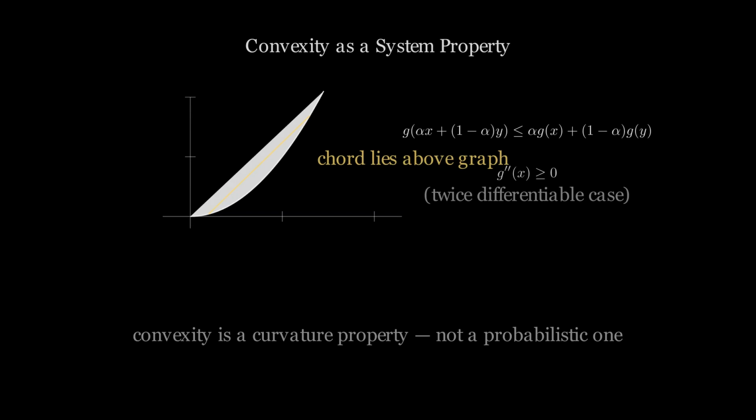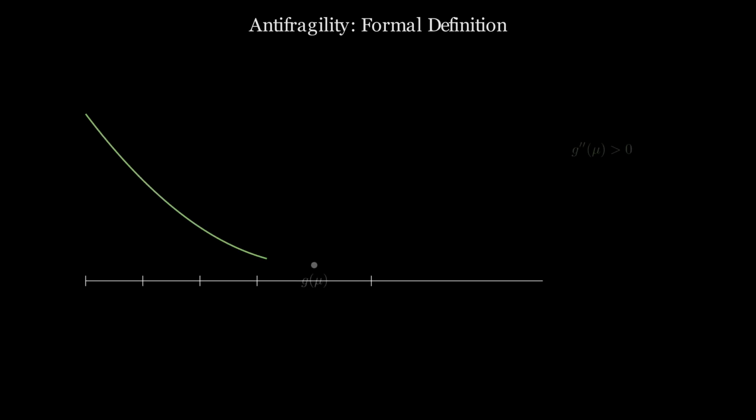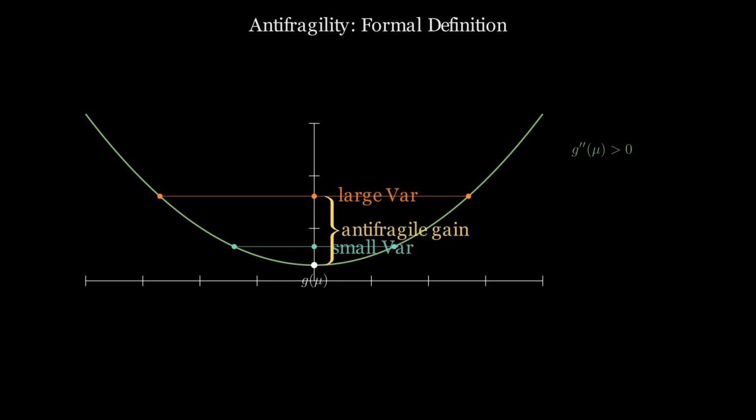Convexity is a property of the response function itself, not of the probability distribution over the input. A system is antifragile when its response function has a positive second derivative, when it is strictly convex. By Jensen's inequality, this means the expected value of the output exceeds the output at the expected input. Antifragility is therefore the mathematical dual of fragility, not merely the absence of fragility.